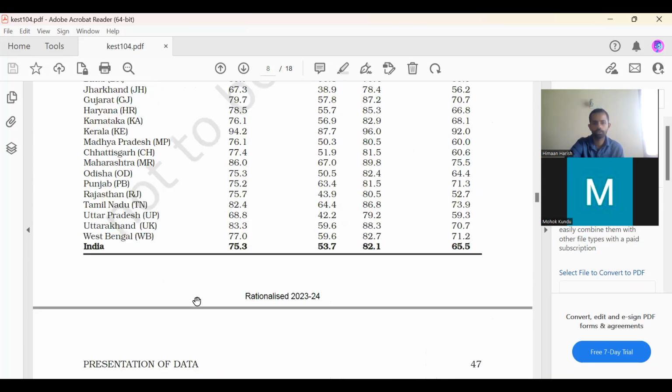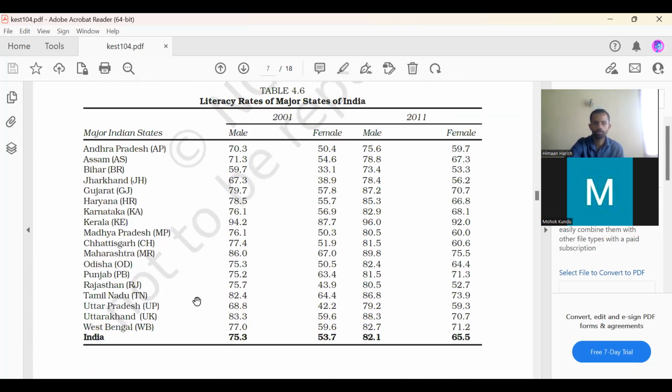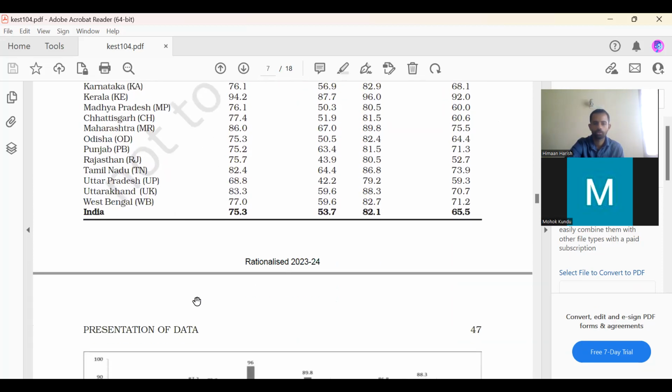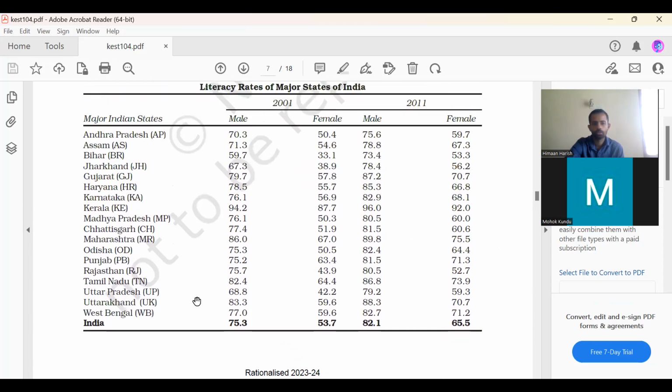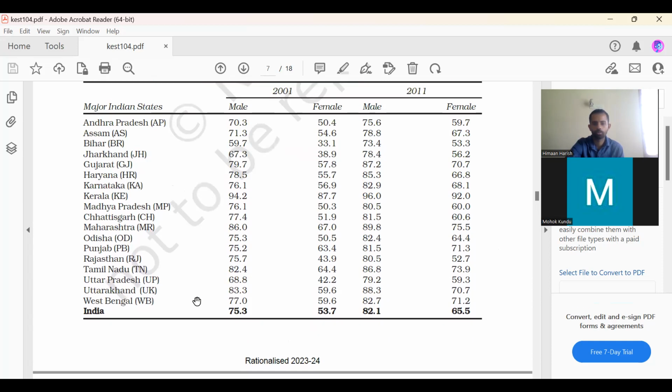Which states had a higher literacy rate than the national average in 2011 for females? Kerala, definitely, because it has 92.0 percent in 2011. And even in 2001, it had a literacy rate of 87.7 percent, higher than the national average of 53.7 for males and 65.5 for females. So Kerala definitely has the higher literacy rate.